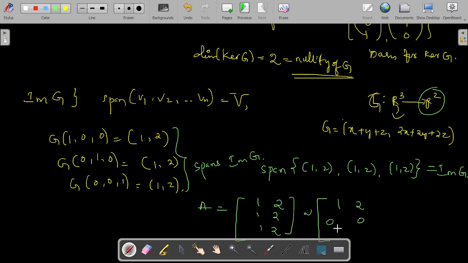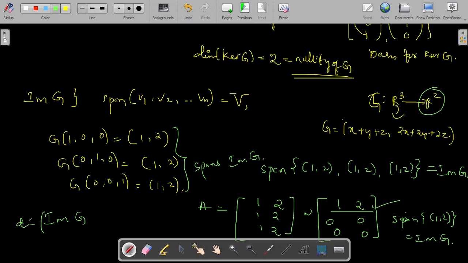So this becomes 0, 0, this becomes 0, 0. So only one non-zero vector you got. Only this vector is linearly independent. So the span of (1, 2) is equal to the image of G, and (1, 2) alone is also linearly independent. Hence what is the dimension of the image of G? Dimension of the image of G equal to 1. There is only one element in the basis. This (1, 2) acts as a basis.